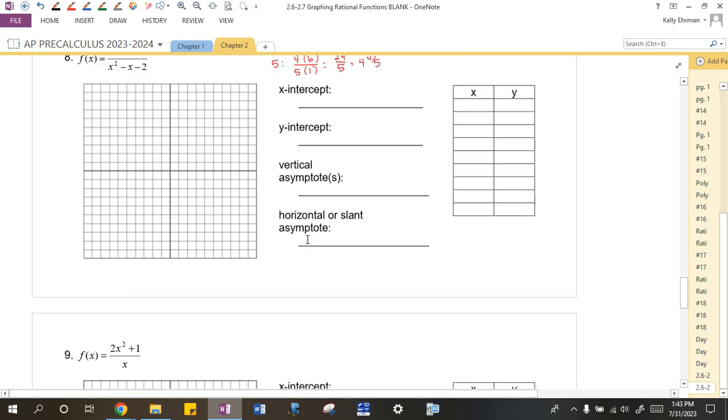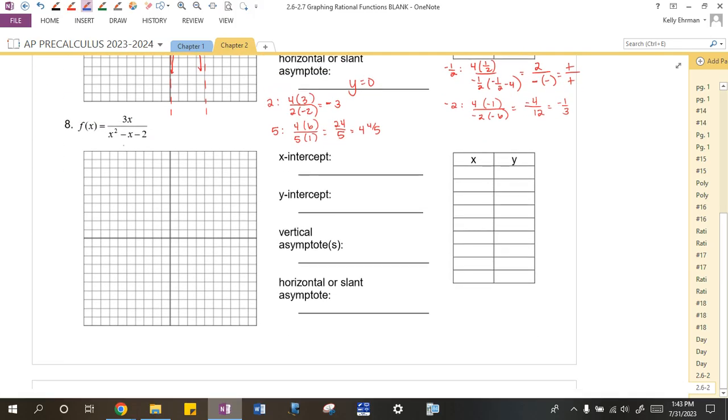Okay, number 8. We can factor this a little bit. So there are vertical asymptotes at 2 and -1. The horizontal asymptote, this is bottom heavy, so we've got y=0. X-intercepts, if 3x equals 0, then x equals 0. That means that's also the y-intercept.